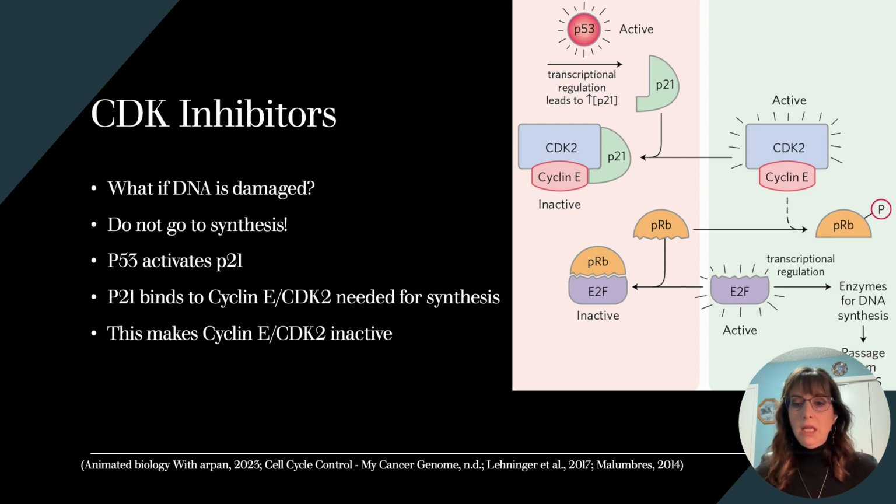So let's go to the beginning of the cell cycle, gap 1. Remember, there's that restriction point, that point where if the cell goes past it, it's got to go through with the rest of the process. It's got to go through synthesis, G2, and mitosis. But what if the DNA is damaged? We don't want that damaged DNA getting passed on to the new cells.